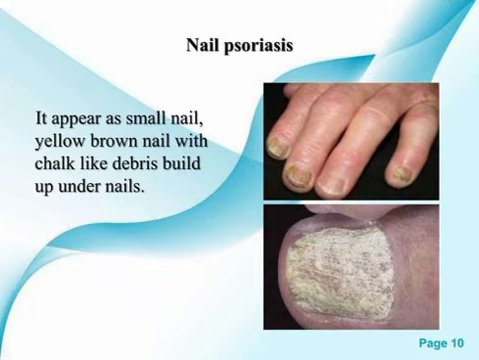So the next will be nail psoriasis. We have already learned that nail psoriasis means the psoriasis which affects the nails. It appears as a small nail, yellow or brown, with chalk-like debris built up under the nails. Moreover, ordinary or normal nails look strong or long, but in nail psoriasis, it's a small nail with yellow or brown color and chalk-like debris built up under the nails.